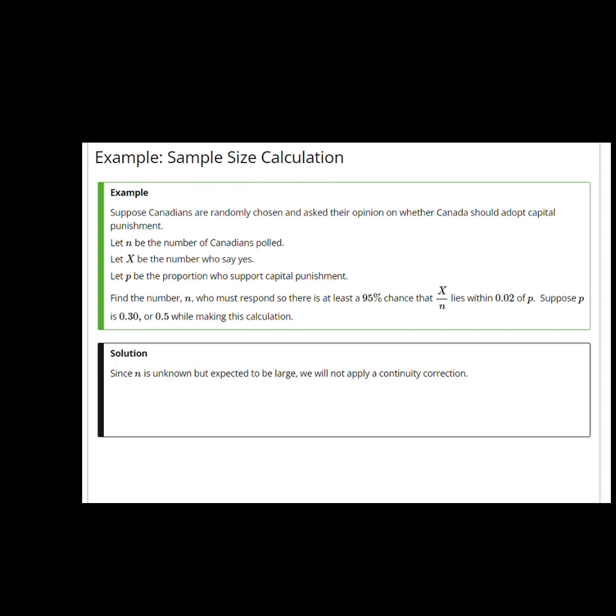Solution. To begin with, n is unknown. For that reason, it's going to be hard to apply a continuity correction, but we do expect, in any case, that n will be larger than 50 or 100, and so a continuity correction may be unnecessary. By the normal approximation to the binomial, we know that X is approximately normal, with expected value np and variance np times 1 minus p. Now that means that X divided by n is normal with mean p and with variance p times 1 minus p over n.